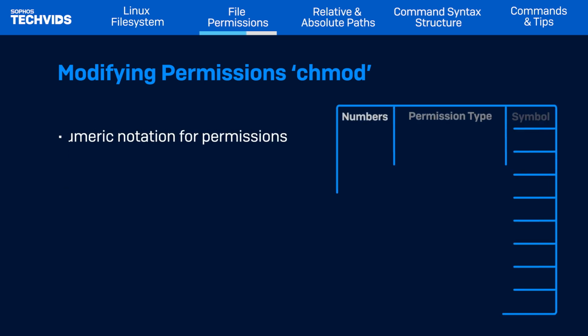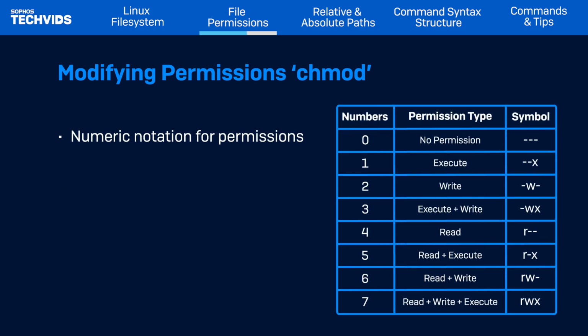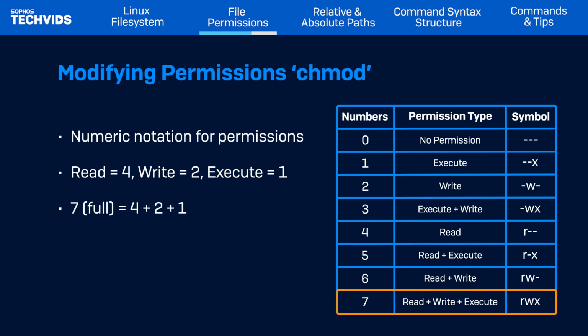You can also use numeric notation to represent permissions. Each permission has a corresponding numeric value. Read is equal to 4, write is equal to 2, and execute is equal to 1. You can add these values to grant or remove permissions. 7 indicates full permissions as read 4 plus write 2 plus execute 1 equals 7.